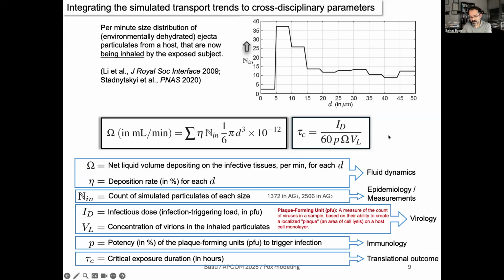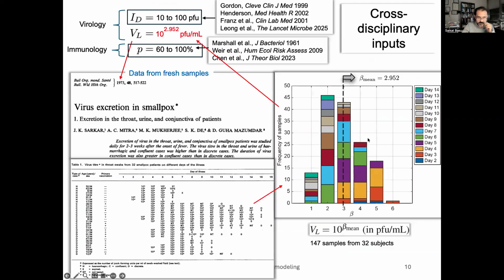Now, once we have this, to get the real numbers, we need to get specific data on ID, VL, and P. For us, it was relatively straightforward to get what is ID, or the infectious dose, and the P, which is the variant potency. What stumped us was the VL, because we needed data for fresh samples.